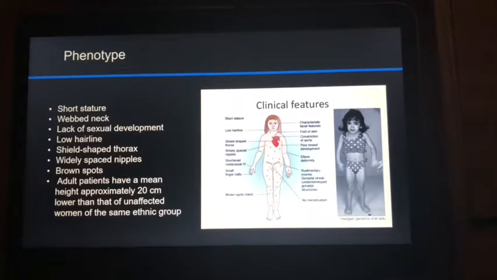In the picture on the right, there is a small child who's actually diagnosed, as well as a clinical features diagram directly next to her showing some of the features that she has.